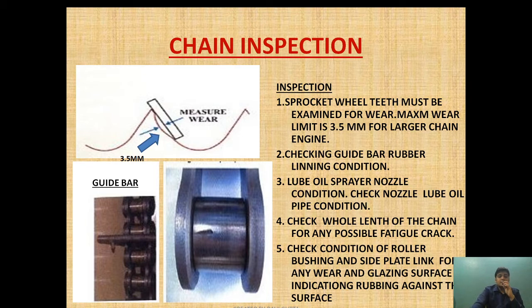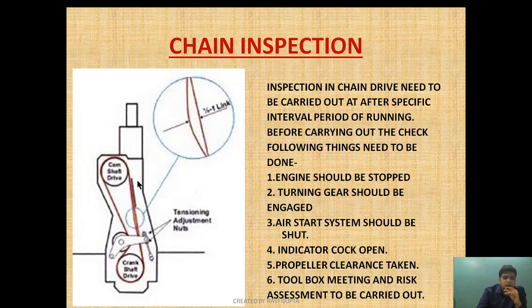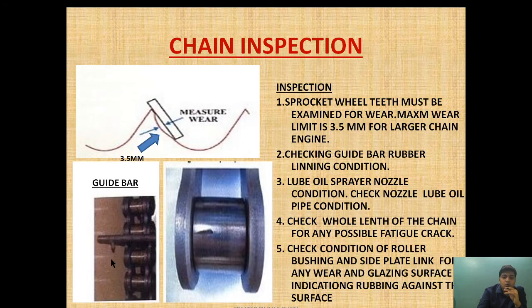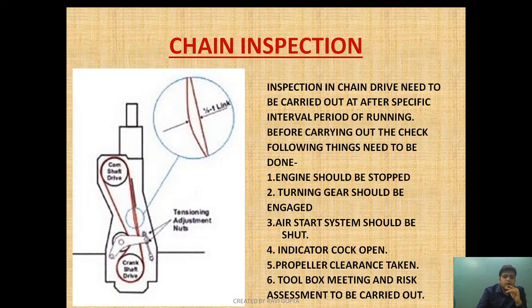Now let's see, there is also a guide bar provided. Here, as you can see, this is a guide bar. The guide bar basically consists of a rubber lining, so we must check the rubber lining condition whenever we are inspecting the chain drive. Now, to ensure proper lubrication, a lube oil spraying hole is provided.